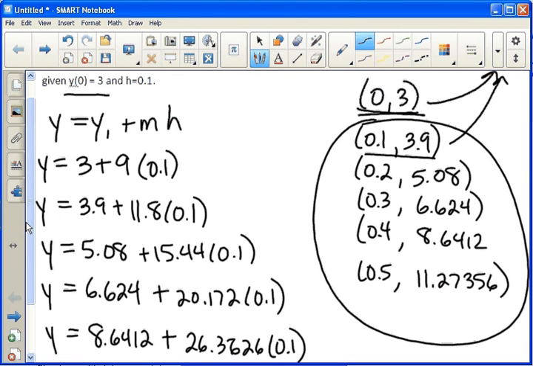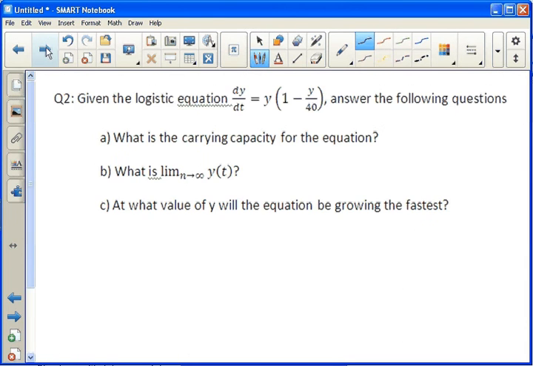Question 2. Given the logistic equation dy over dt equals y times 1 minus y over 40, answer the following questions. What is the carrying capacity for the equation? The carrying capacity is whatever number you would plug into this y, the one inside the parentheses, that would make what's inside the parentheses turn into 0.